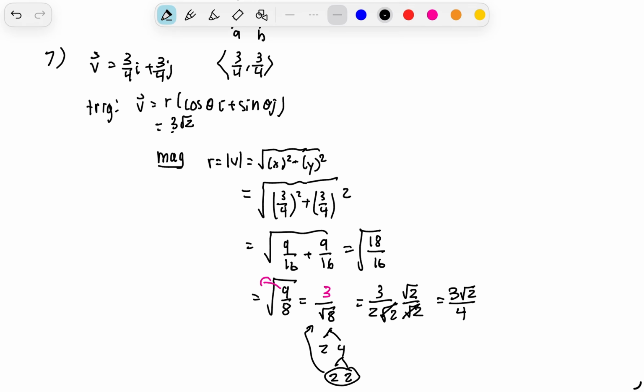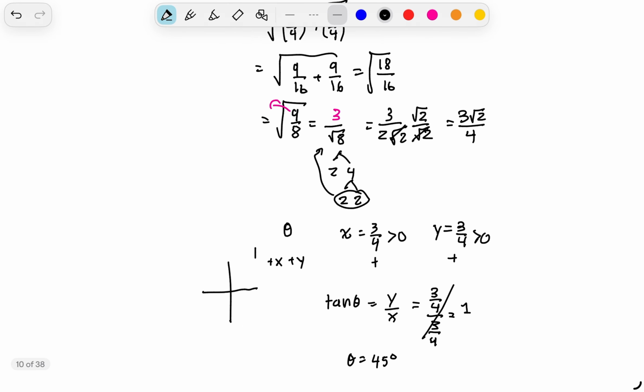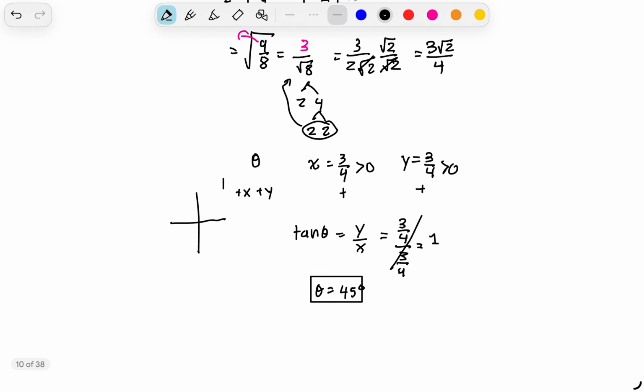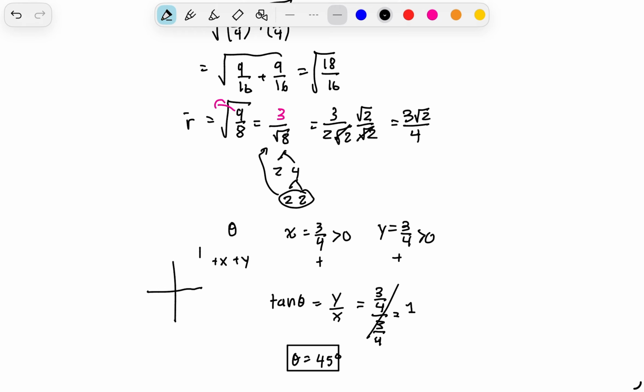So if we want to get our trig form now, we now have r, which was 3 over root of 2 over 4. And then we have cosine 45 degrees i plus sine 45 degrees j. So we have our theta, and we also got our r magnitude.